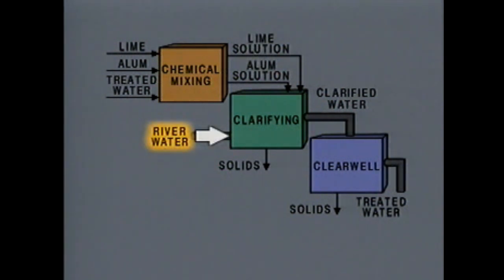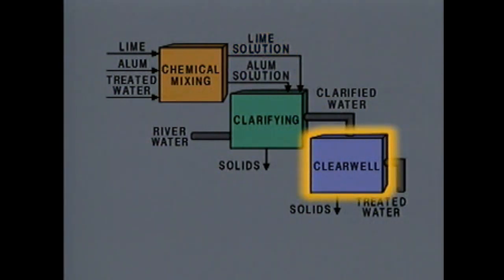Raw river water enters the system in the clarifying section, where it's mixed with the solutions from the chemical mixing section. The alum causes solid materials in the water to clump together so that they can be removed. The lime is used when the pH of the water is lower than normal. It raises the pH and makes the water less acidic. The clarified water enters the clear well section, where most of the remaining solids are removed. The treated water is then sent to a storage tank.